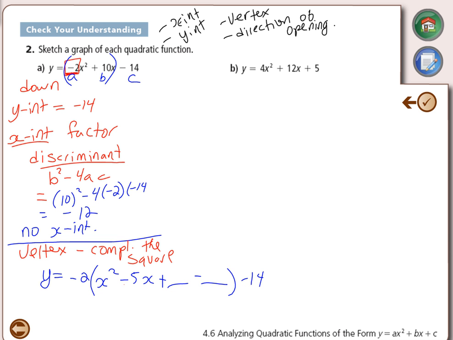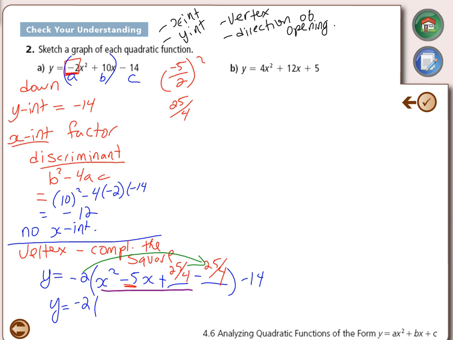Let's figure out those somethings. That is the negative 5 divided by 2 squared. Okay, well, gives us 25 over 4. 25 over 4 in, 25 over 4 out. Gotta remember to kick out the negative 1 by multiplying in the negative 2. Y equals negative 2. I'm going to factor right off the bat. I know that that's going to factor into x minus, right before I squared it, 5 over 2 squared.